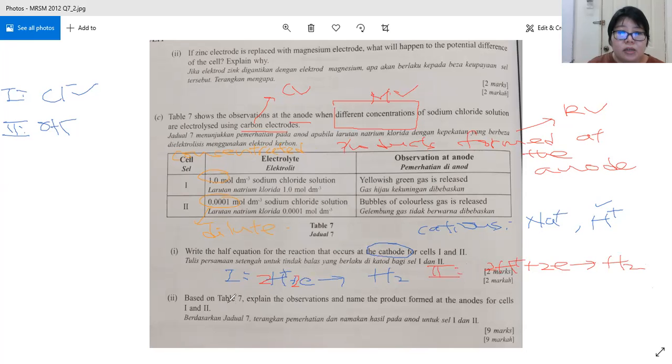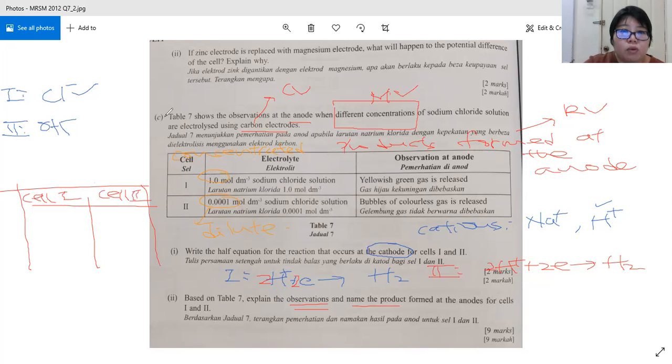Next part. Based on table 7, which is this table, you are going to explain the observation. What is the observation? Yellowish green gas and the colorless gas bubbles. And you are going to name the product formed at the anode for cell 1 and 2. Now I have a suggestion. In writing the answer for this, you can actually put it into a table form. Okay? Now what can you put? You can put here cell 1 and cell 2.